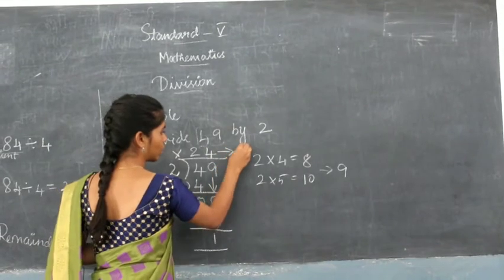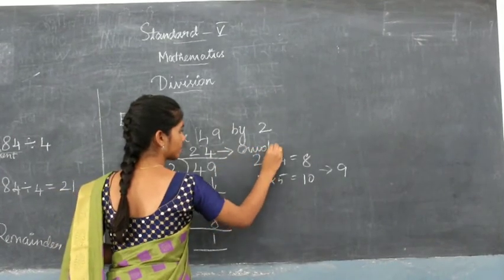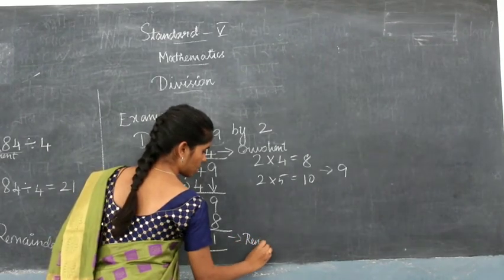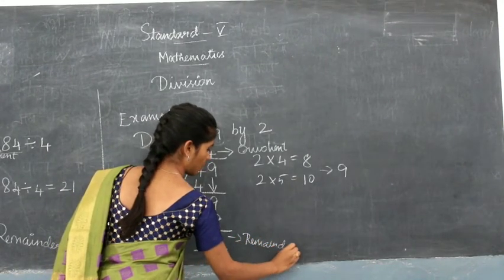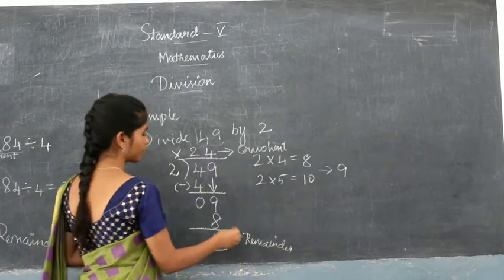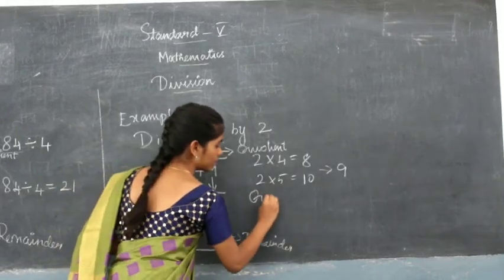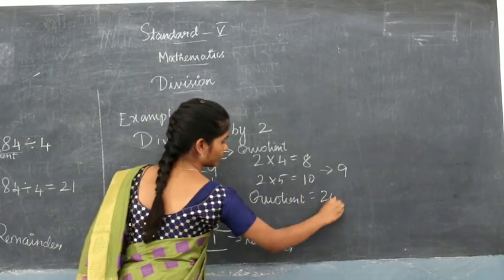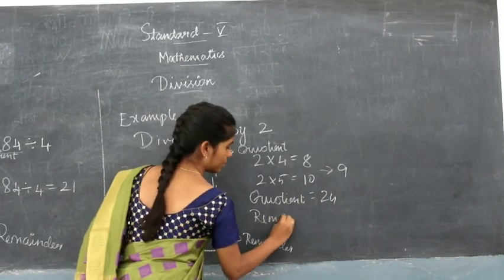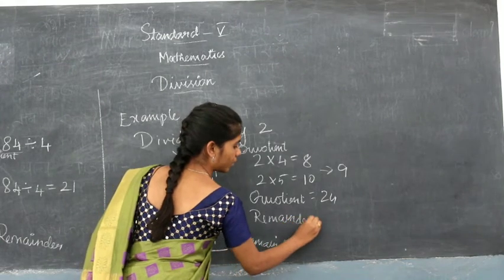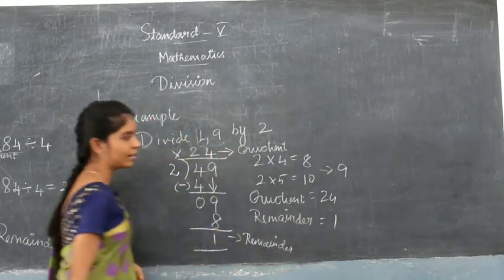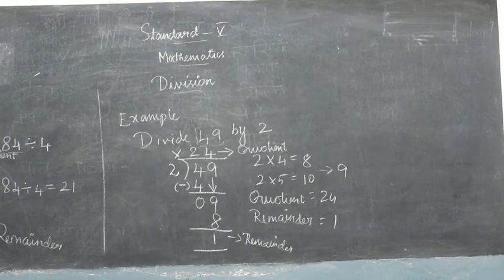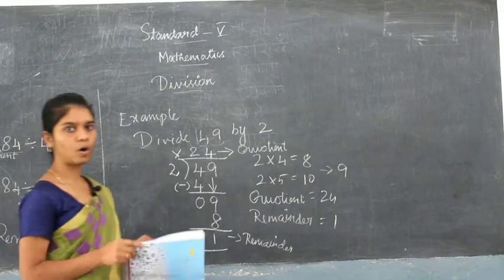So this will be your quotient and this will be your remainder. So quotient is 24, remainder is 1. Understood? So there is one more example, example 3, which is a wording problem.